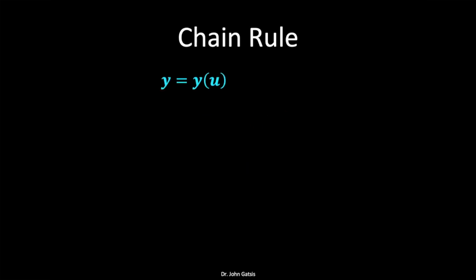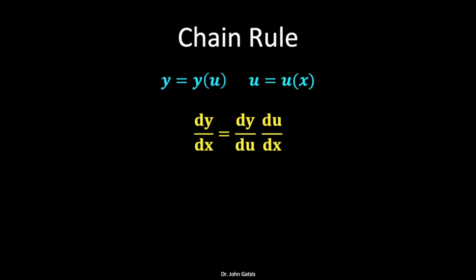Let's say that you had some y that is a function of u, but then u is some function of x. Then the question is, how would you find the derivative of y with respect to x? So again, y is a function of x, but it's indirectly written in terms of this intermediate function u. So what you can do is take the derivative of y with respect to u and the derivative of u with respect to x.